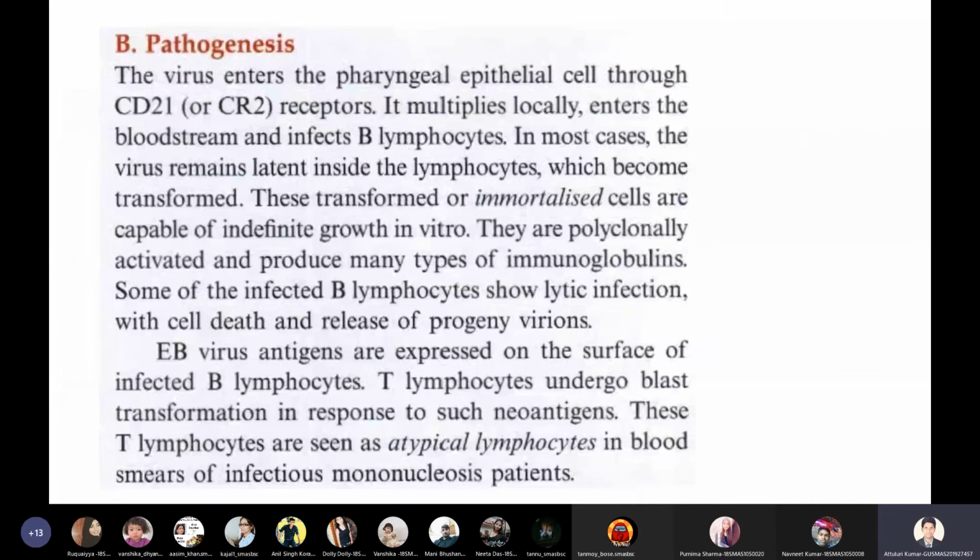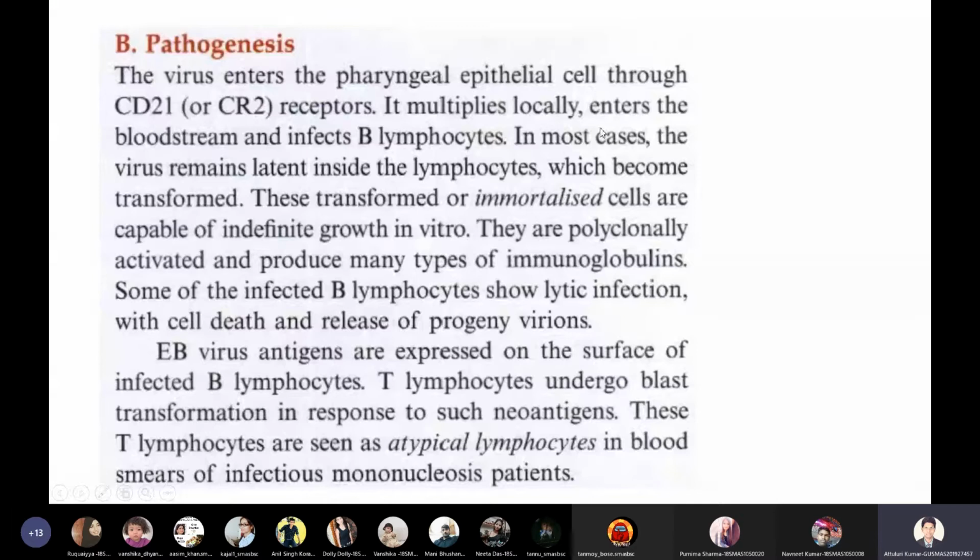How does this Epstein-Barr virus attack the B cells? As I stated, this virus enters through the pharynx, through the mouth actually. So the mode of transmission of this particular Epstein-Barr virus is through kissing. Through the mouth, the virus will enter, then it will enter nearby pharyngeal epithelial cells, and it will bind to the CD21 receptors.